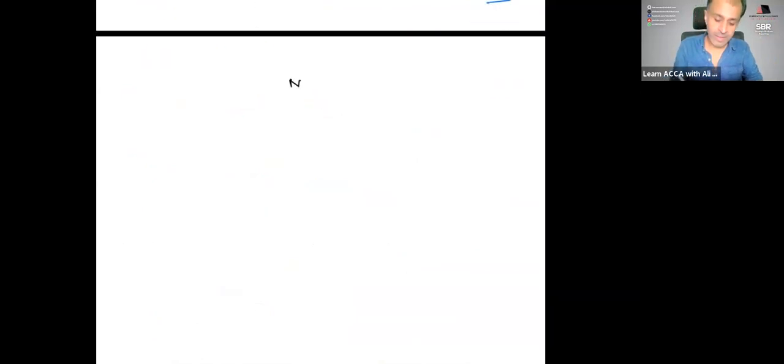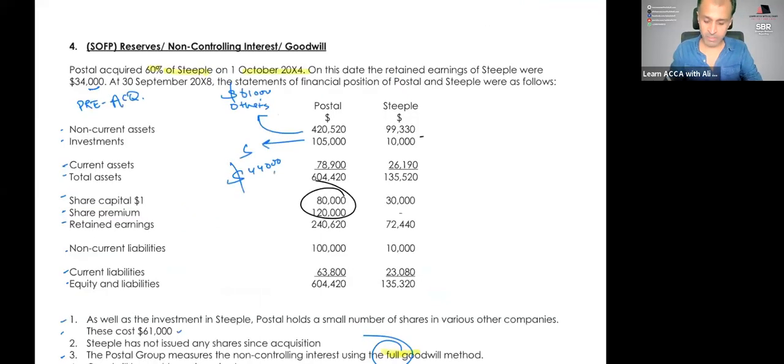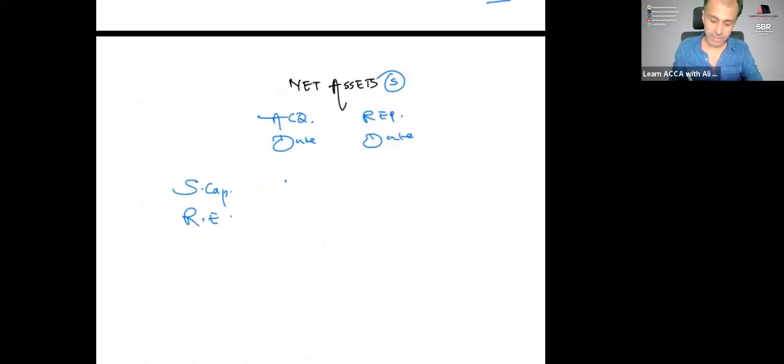Then I will go and take the help of this net asset note. On the date of acquisition and on the date of reporting, I have share capital to write. I have retained earnings to write. Do we have premium? No, the subsidiary does not have any premium. So the two of those things to write. The capital balance is 30,000, remaining to be the 30,000.